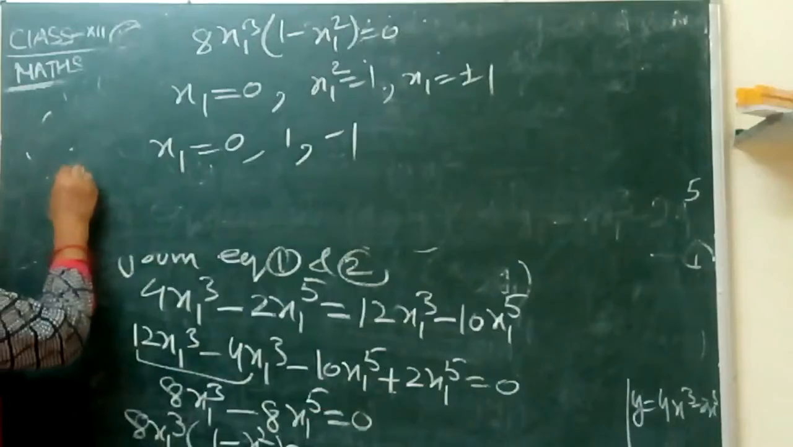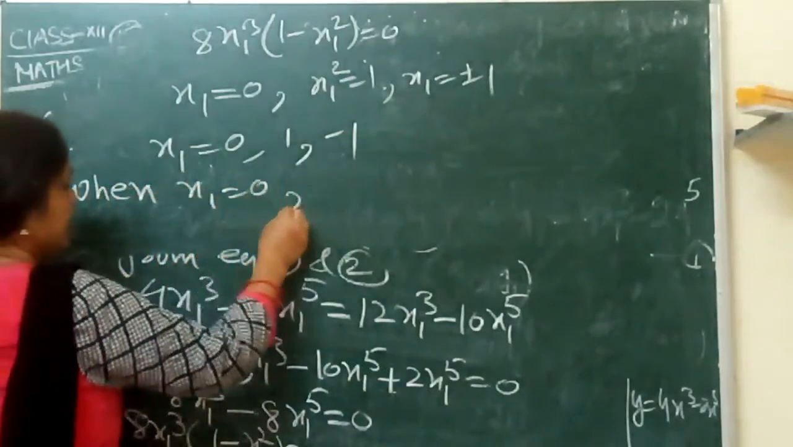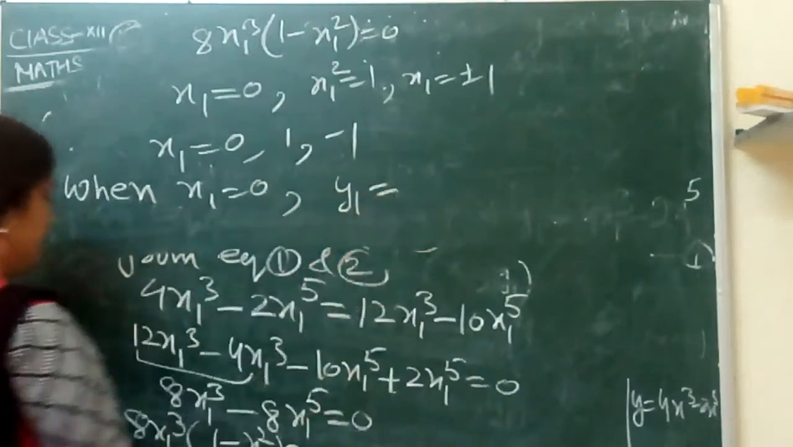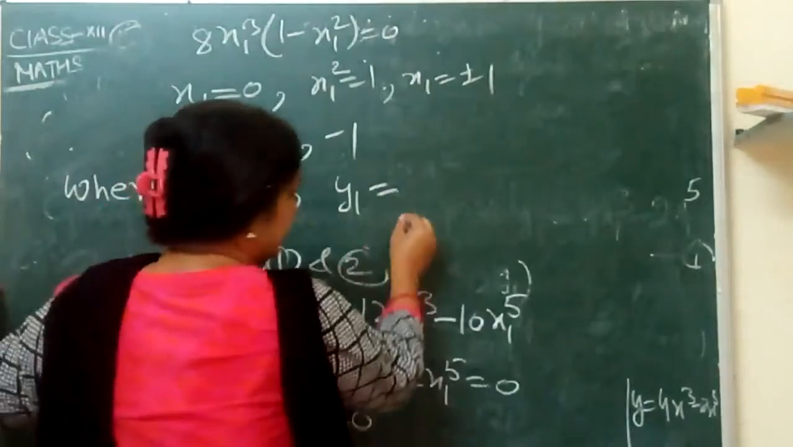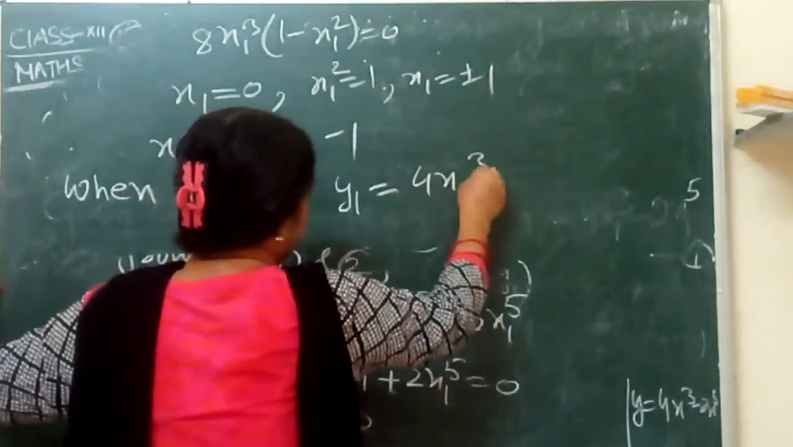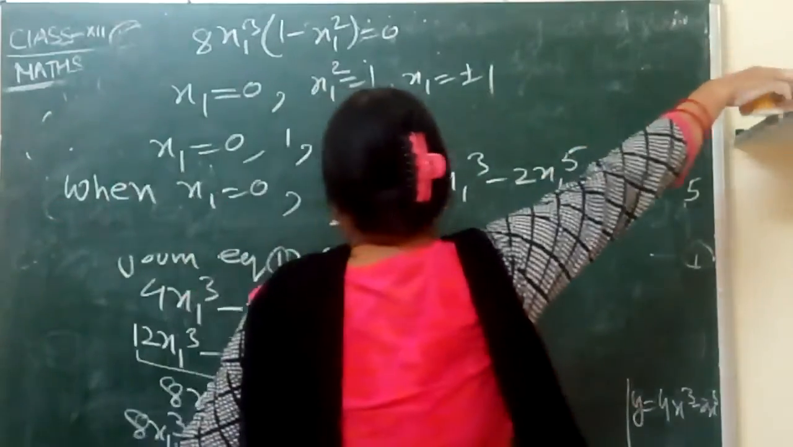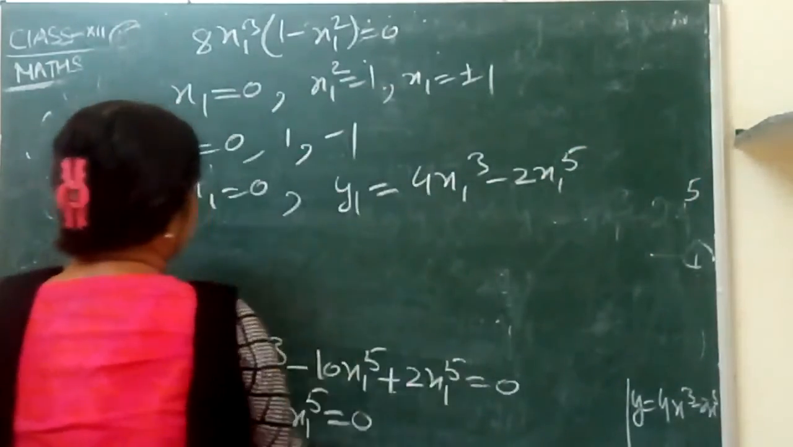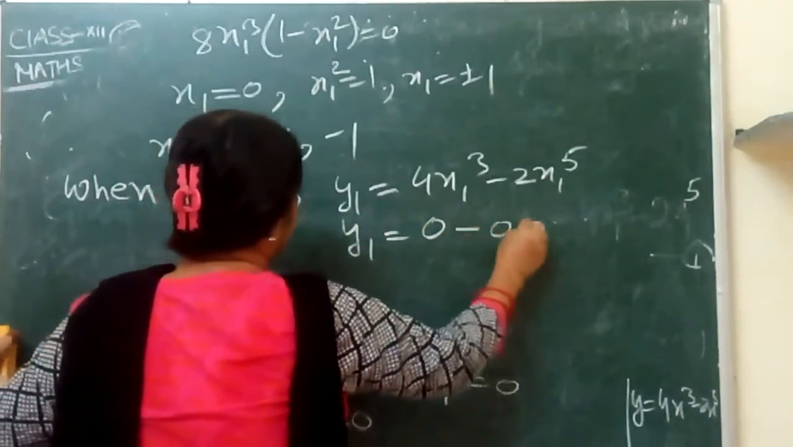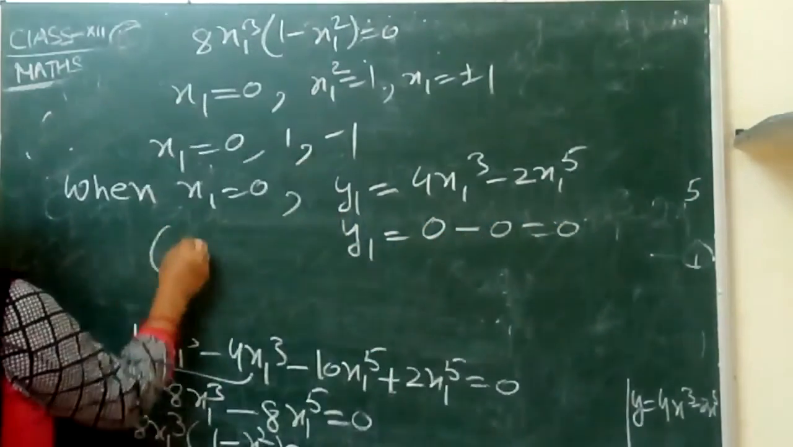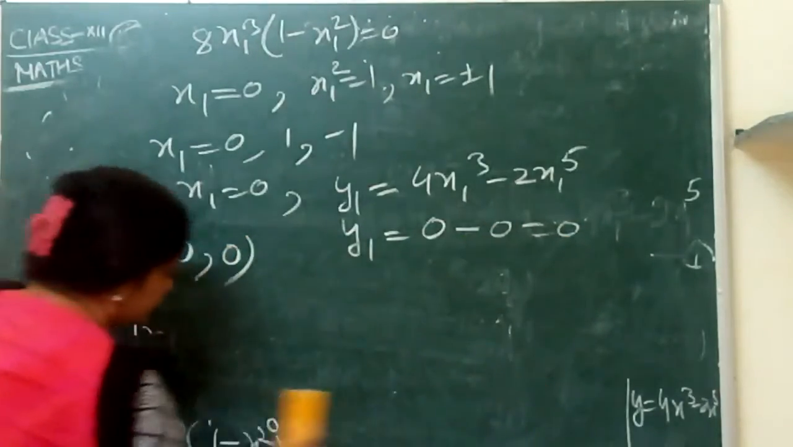When x1 is 0, then what is y1? We will put the value here. The equation of y1 was 4x1 cube minus 2x1 raised to power 5. Now we will find the value of y1 here. So y1 will come 0 minus 0, that is equal to 0. So this point will be 0, 0. This is the first point.